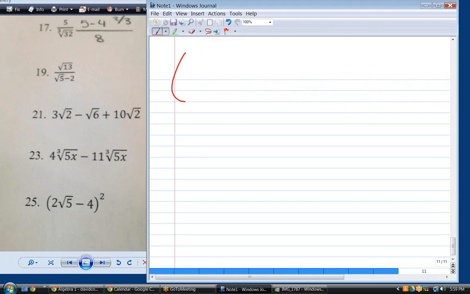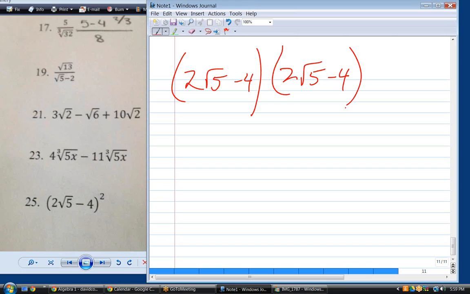Squared means 2 root 5 minus 4 times 2 root 5 minus 4, right? Yeah. FOIL it. First is that times that. What do you get? 4 times 5. In other words, you multiply the 2 times the 2, and you multiply root 5 times root 5. Root 5 times root 5 is 5. 2 times 2 is 4. So that first term is 20.